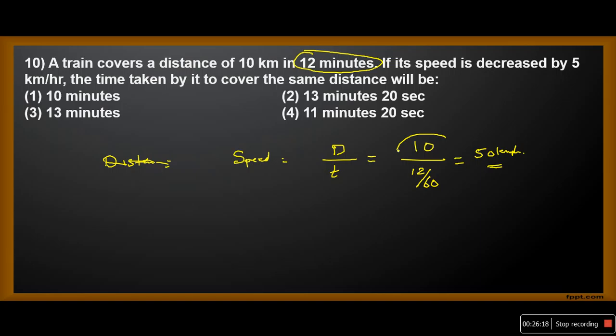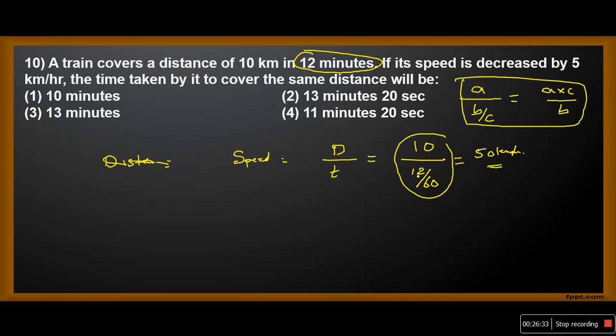See, whenever a ratio is given like this, A divided by B by C, then it is equivalent to A into C by B. Okay, it is like this. 10 divided by 12 by 60 is nothing but 10 into 60 by 12, which is equal to 50 kilometer per hour. Now he is traveling at a speed of 50 kilometer per hour.